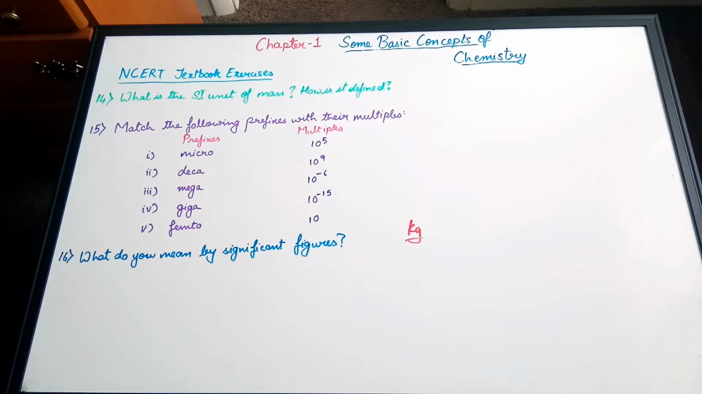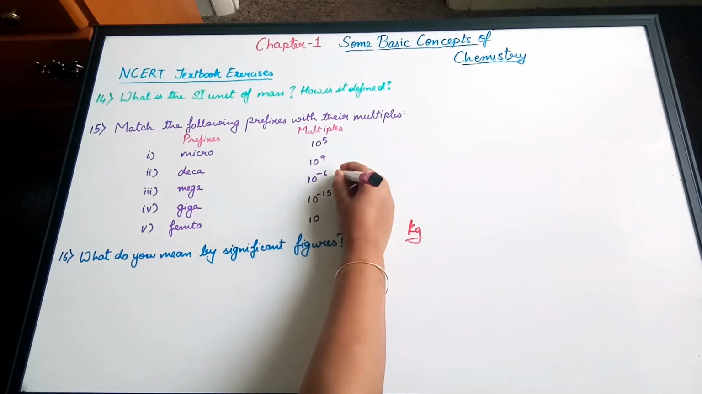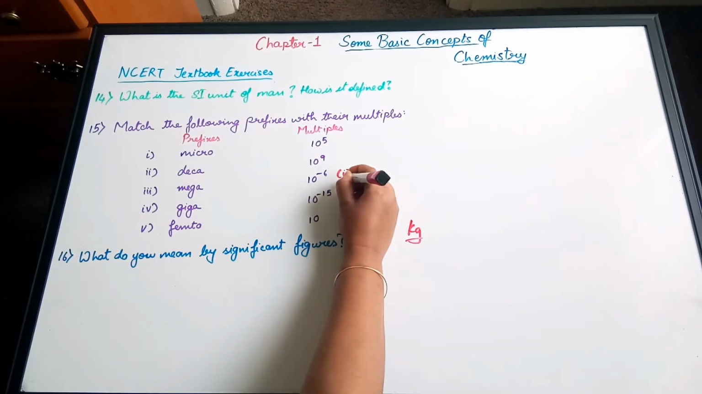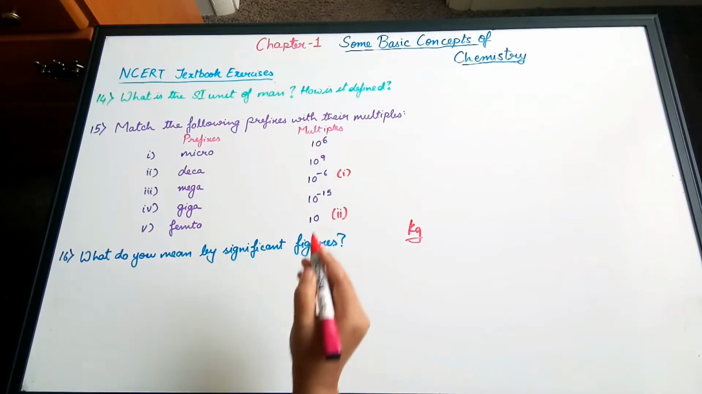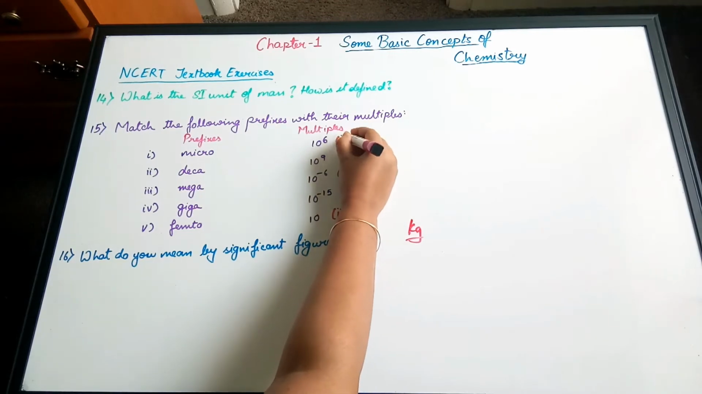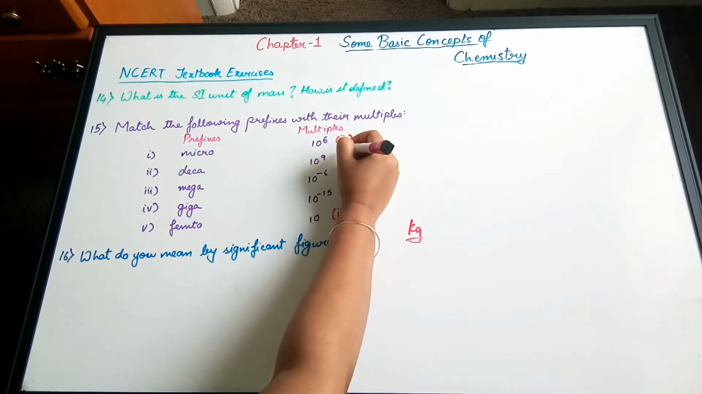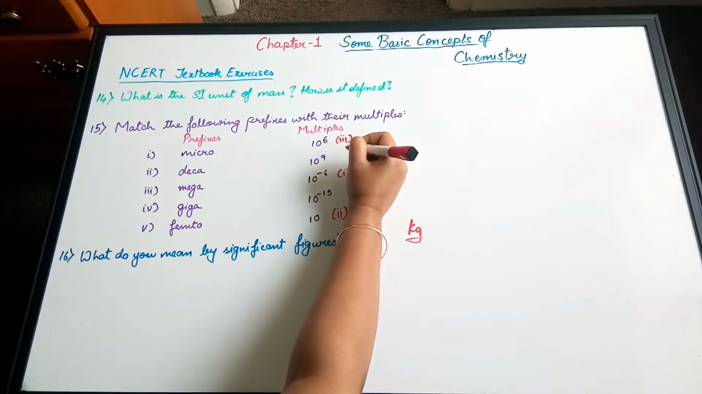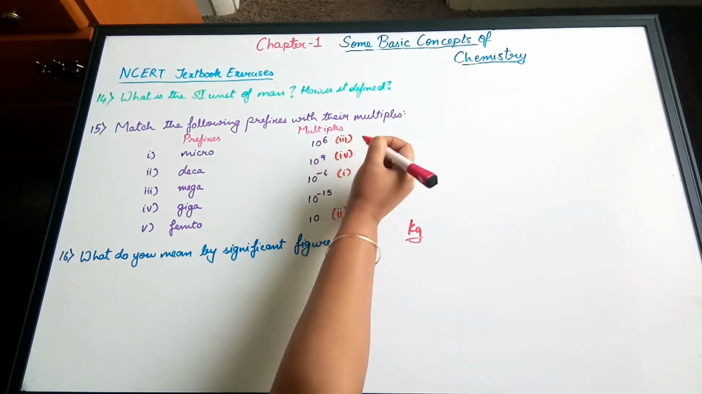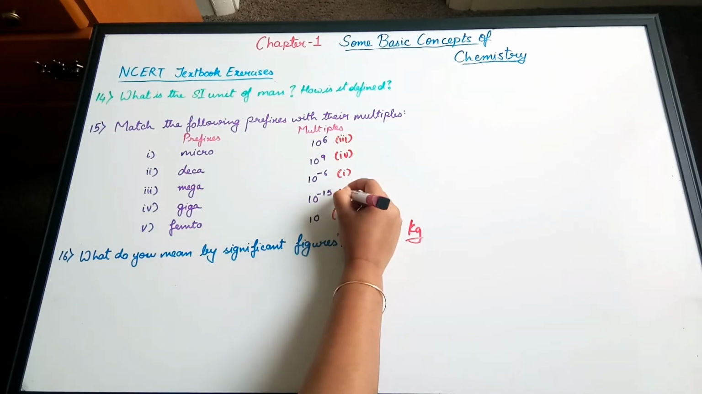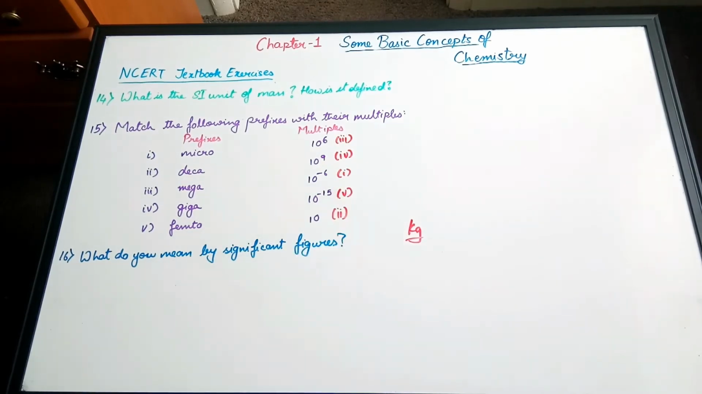So micro is 10 to the power minus 6. Deca is 10. Mega is 10 to the power 6. So this is the third one. Then giga is 10 to the power 9. And femto is 10 to the power minus 15. So these conversions are important and you can find them in your textbook.